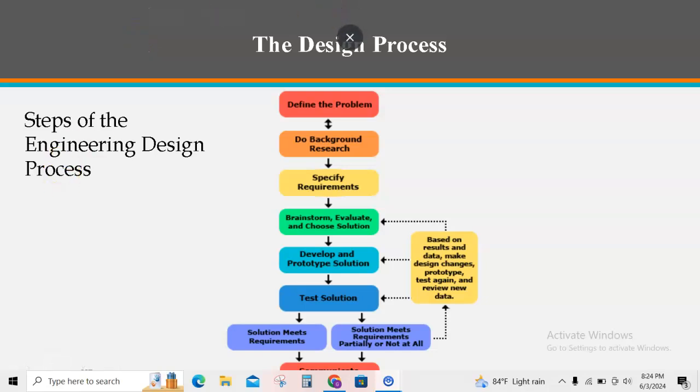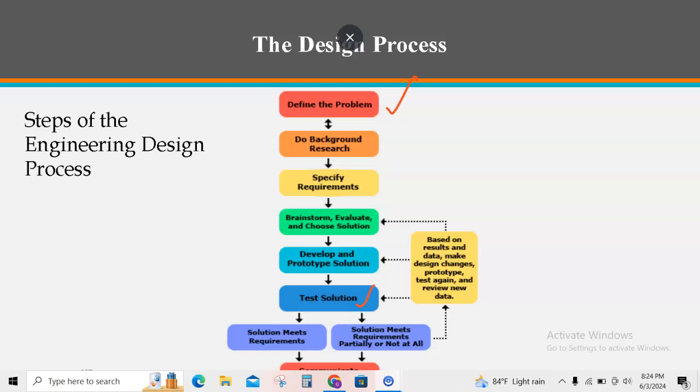Now this is a flow chart that shows the steps of the design process. So the first step, we have to define the problem, that is explain what the problem is, then conduct some background research. Then after conducting the research, we would be able to specify the requirements, and based on the requirements you can brainstorm, think about various possible solutions, and after that you go on to develop a prototype.